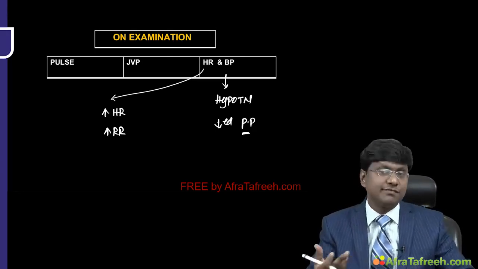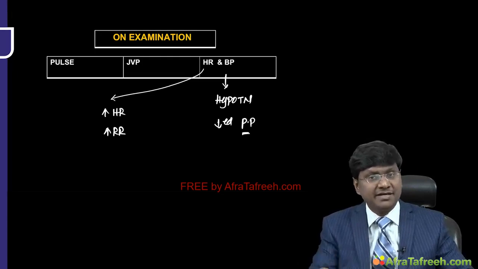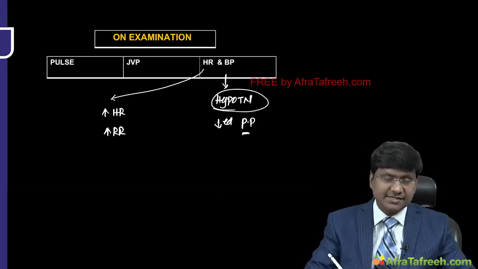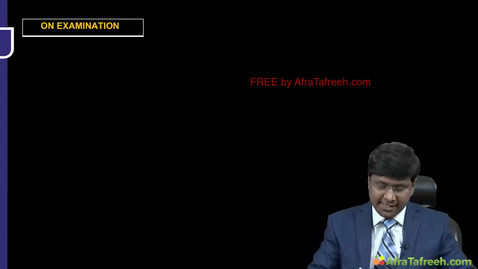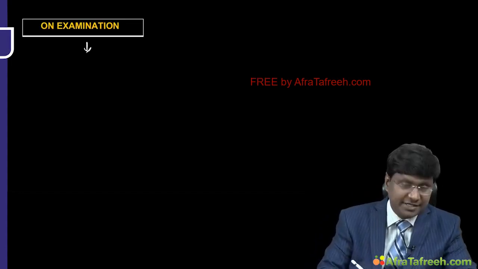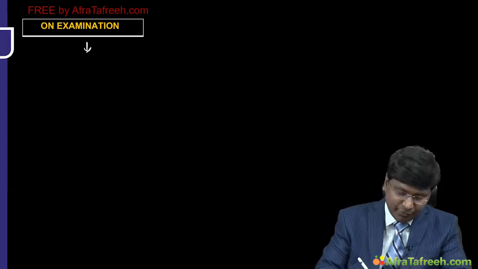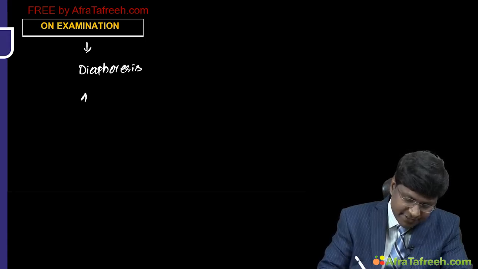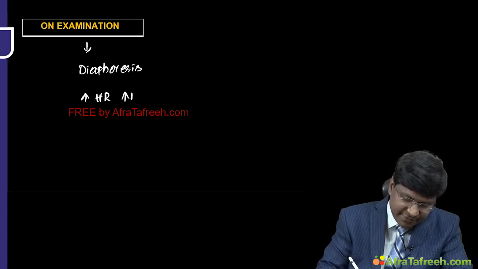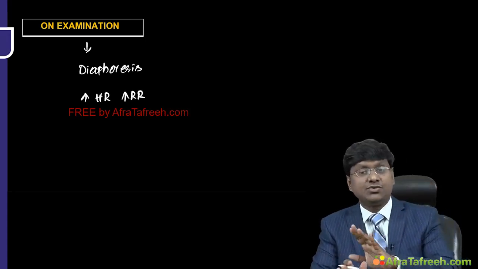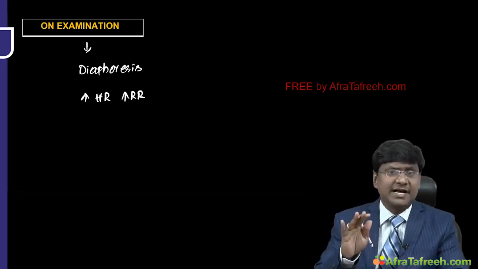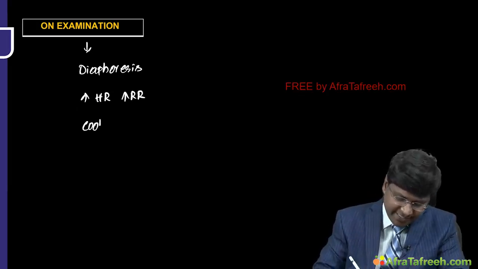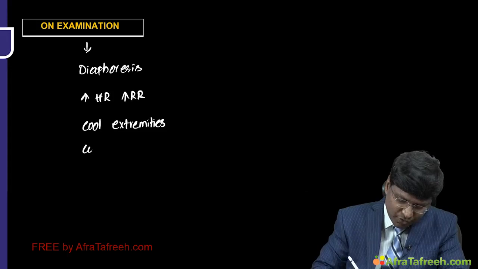In early stages, because of compensatory mechanisms, the blood pressure may be maintained, but as the severity increases, these patients will have hypotension. Another important point on examination is that these patients will have profuse sweating, that is, diaphoresis. Along with that, the heart rate and respiratory rate will be increased, with tachypnea and tachycardia. And because there is hypotension, when you examine the extremities, they will be very cool. You will also notice the presence of cyanosis, right?